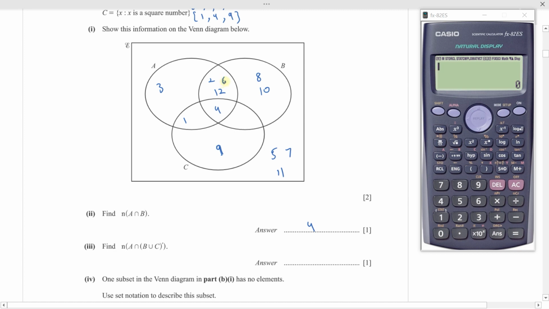So just let me rewrite this. The next part is find the number of elements in A intersection B union C complement. So we'll start from the innermost, B union C. Let me highlight B union C here. So B union C is everything inside of B and everything inside of C. So this is B union C.